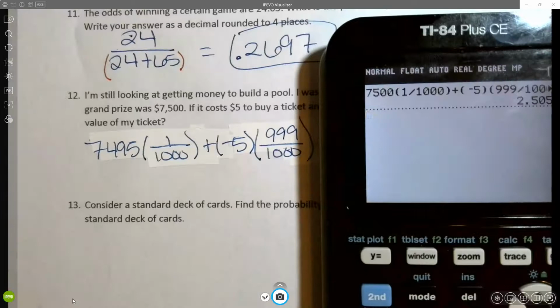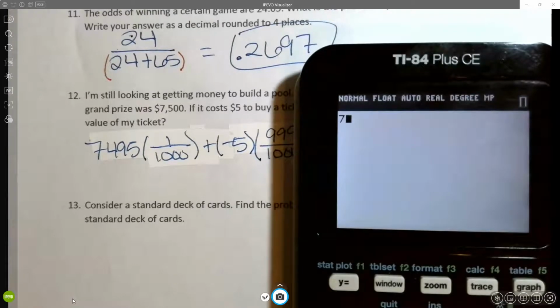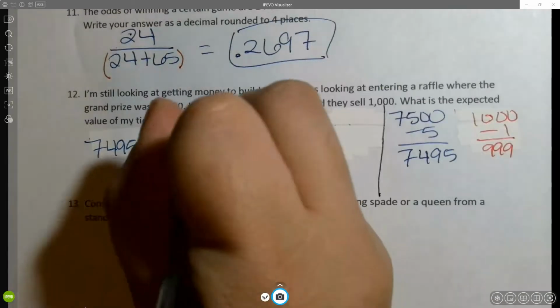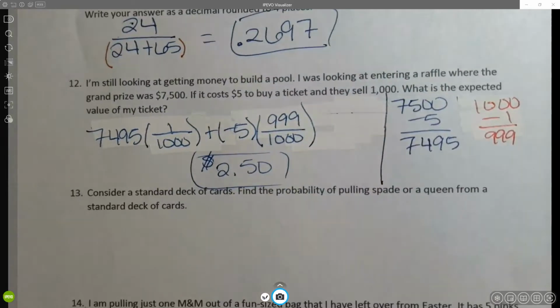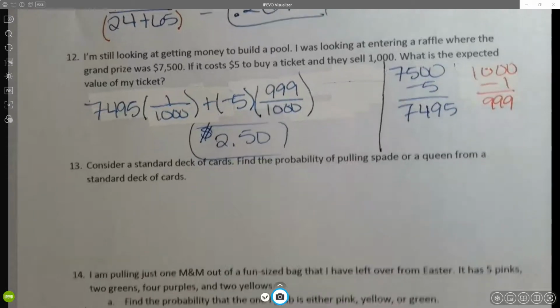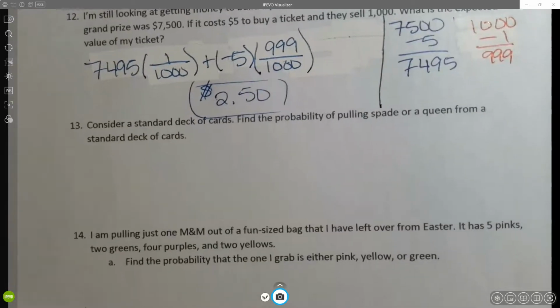Then I just type this straight into the calculator. So I would do 7,495 times 1 over 1,000 plus -5 times 999 over 1,000. Okay. And this gives me 2.5. Remember, we are talking about winning money. So I would turn that into $2.50 is the expected value of each ticket. So if I bought all 1,000 tickets, on average, I would earn $2.50 per ticket.